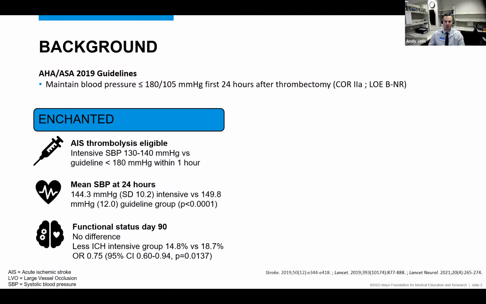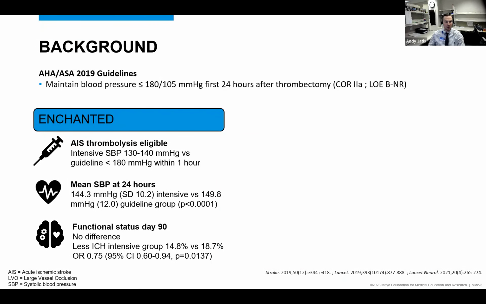So looking then at some of our larger randomized controlled trials for some of our background literature, starting first with the ENCHANTED trial. This was looking at patients with acute ischemic stroke that were eligible to receive thrombolysis. Patients were assigned to either an intensive systolic blood pressure target of 130 to 140 versus the guideline recommended less than 180. There were roughly 1,000 patients in each arm between the two different therapies, so a large trial.